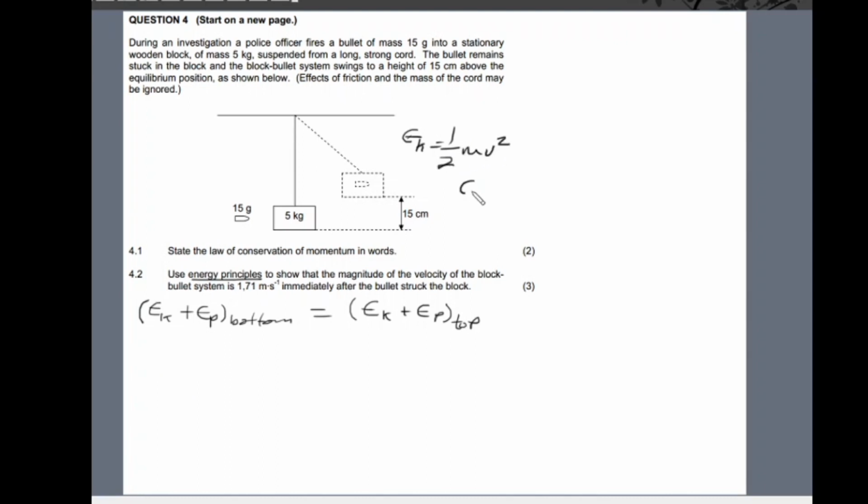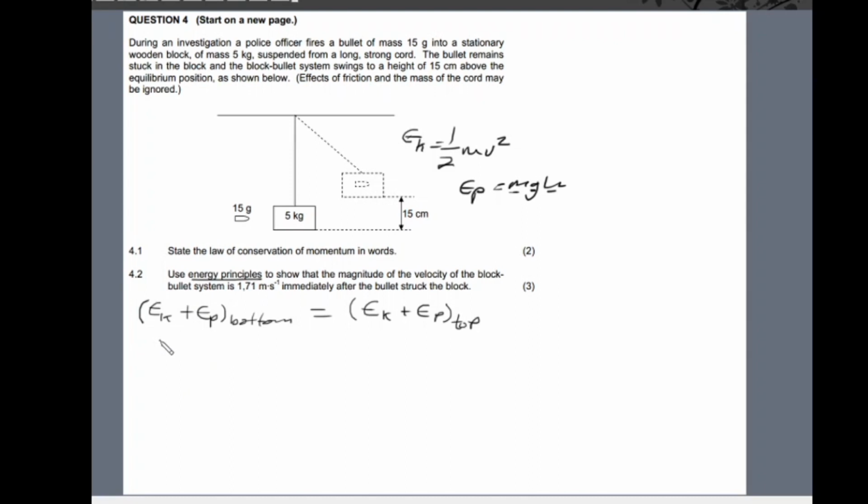And then the formula for potential energy is mgh, where m is the mass, g is the gravitational acceleration, and h is the height. And then now at the bottom, we want to calculate the speed of the block-bullet system immediately after the bullet collides with the block, right?